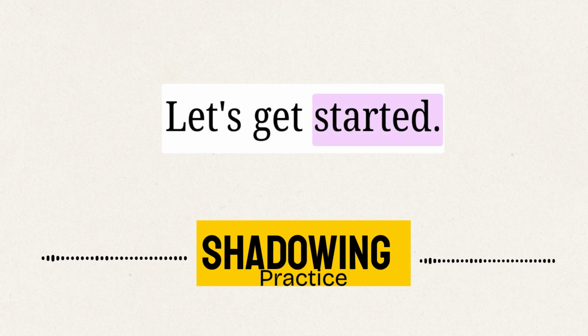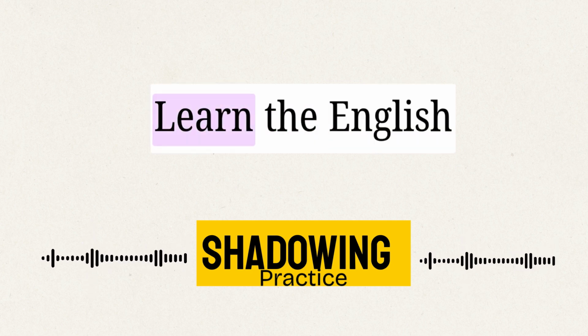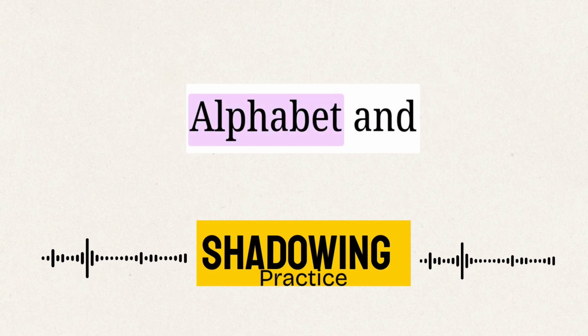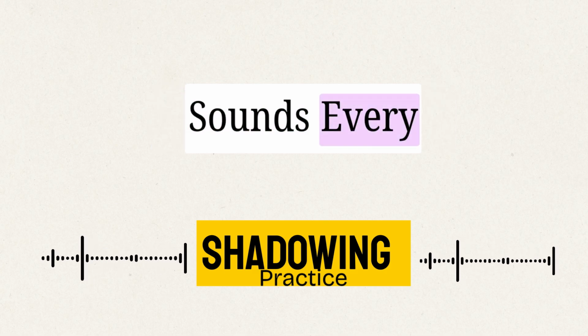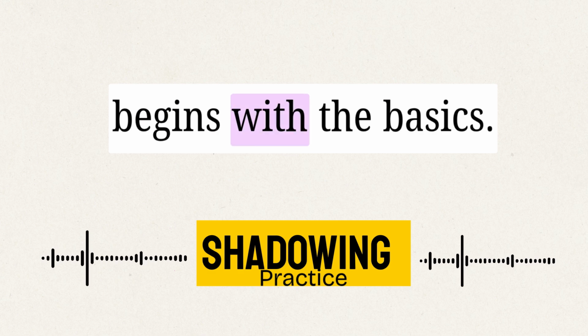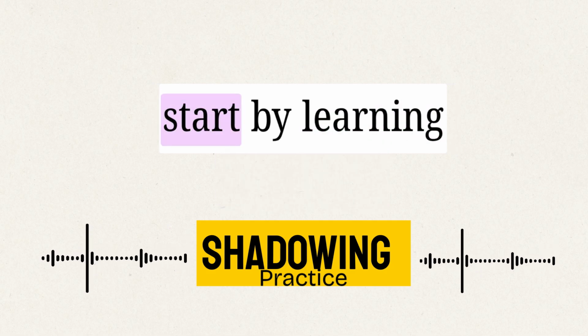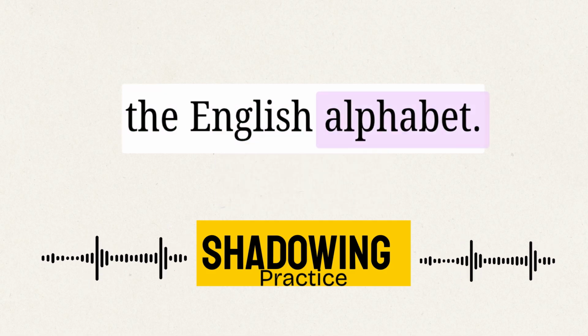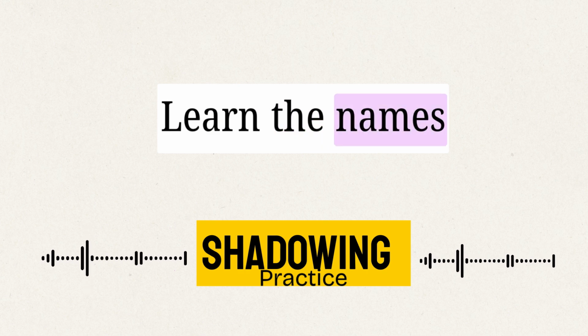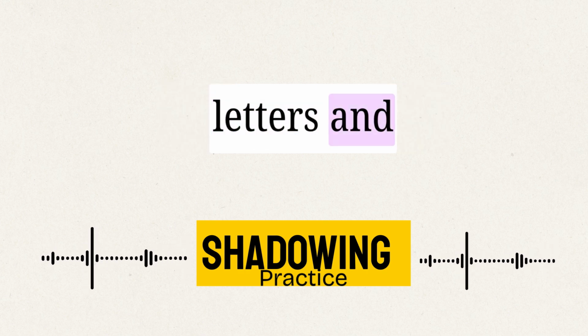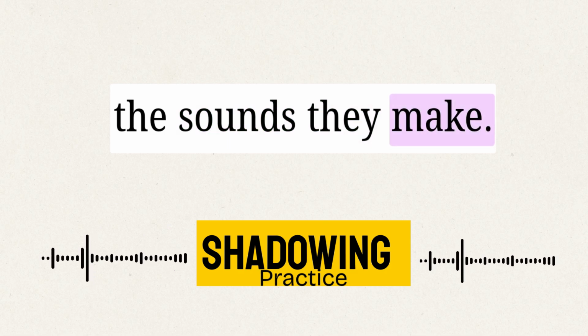Let's get started. Step 1. Learn the English alphabet and sounds. Every journey begins with the basics. If you are a complete beginner, start by learning the English alphabet. Learn the names of all 26 letters and the sounds they make.